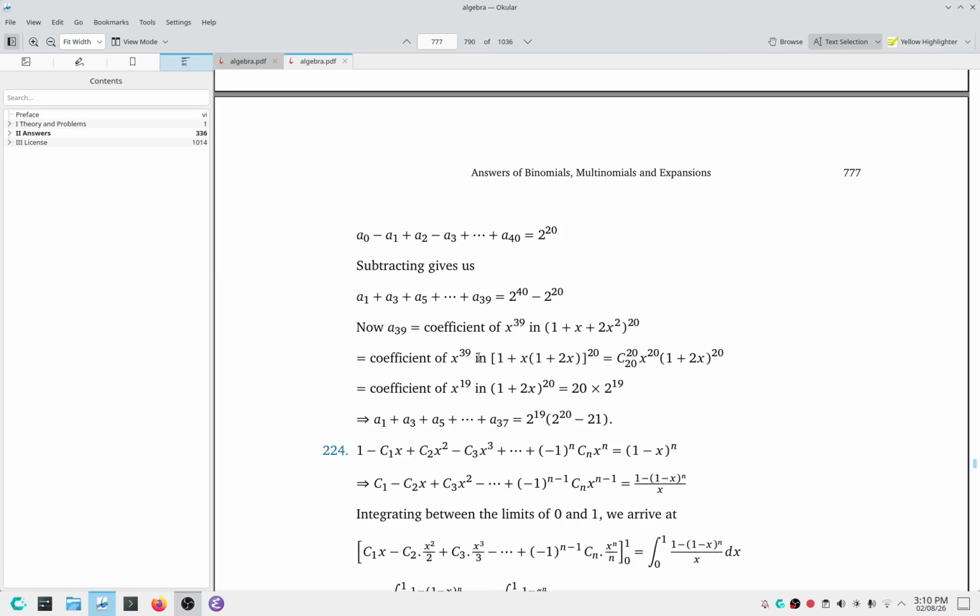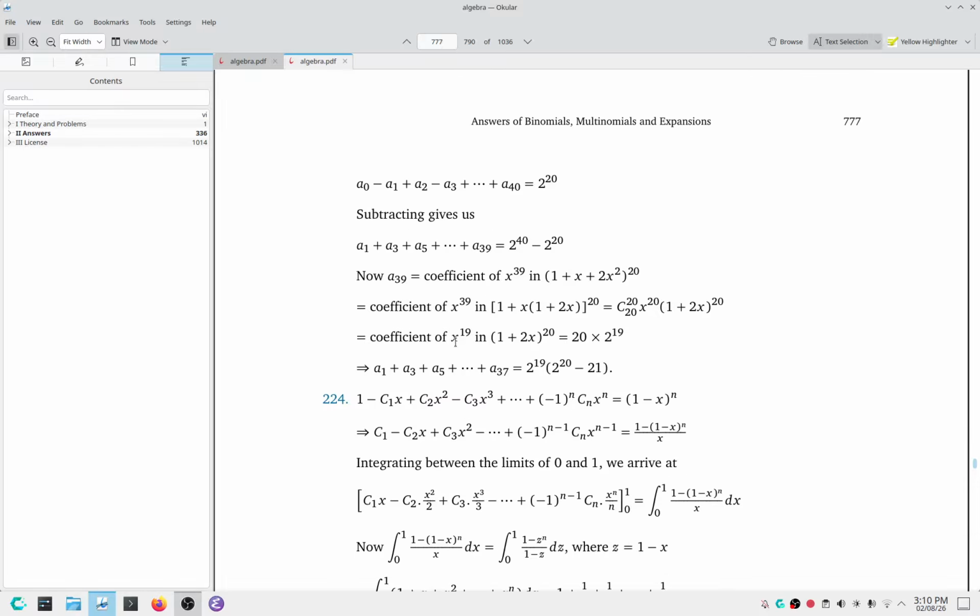That is the coefficient of x to the power 39 in 1 plus x times 1 plus 2x to the power 20, which is equal to 20C20 x to the power 20 times 1 plus 2x to the power 20. That is the coefficient of x to the power 19 in 1 plus 2x to the power 20, that is 20 times 2 to the power 19, and thus a1 plus a3 plus a5 up to a37 is equal to 2 to the power 19 times 2 to the power 20 minus 21.